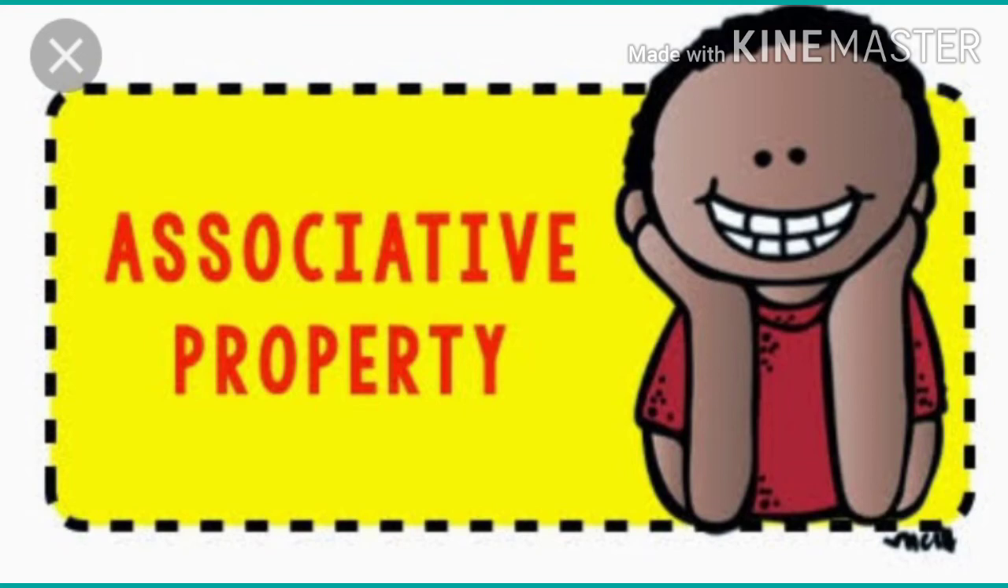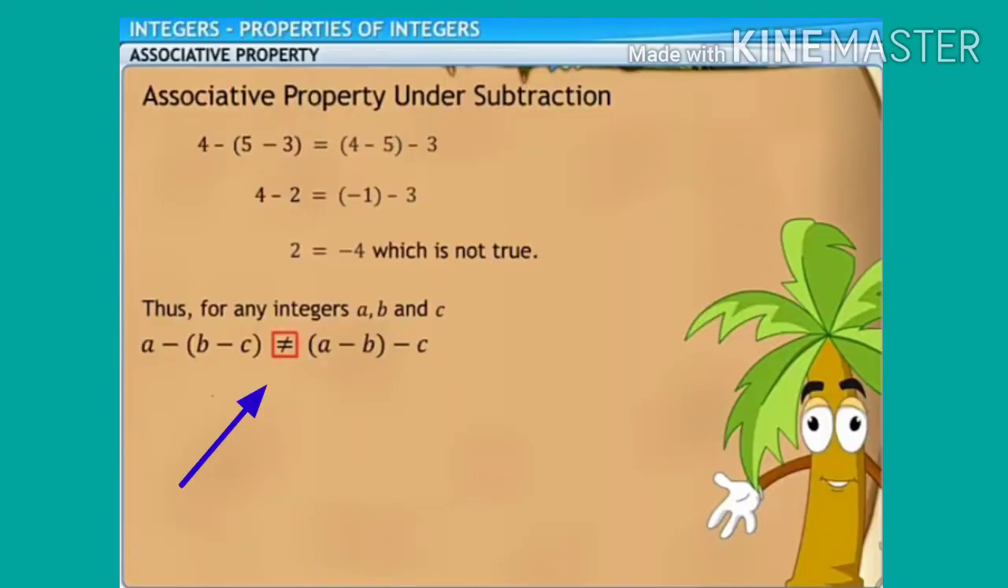Coming to the associative property. Same as the commutative property. Here, 4 minus of 5 minus 3 is equal to 4 minus 2, which gives 2, while 4 minus 5 minus 3 is equal to minus 1 minus 3, which is minus 4. That is, 2 is equal to minus 4, which is not true. Thus, for any integers a, b and c, a minus of b minus c is not equal to a minus b minus c. Here, regrouping of integers changes the value of the difference.